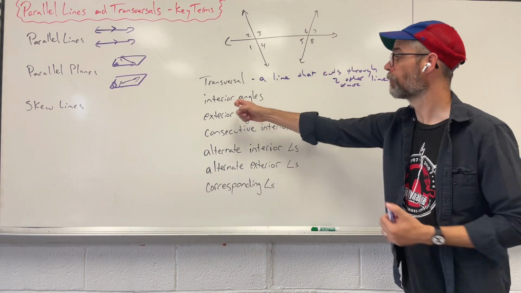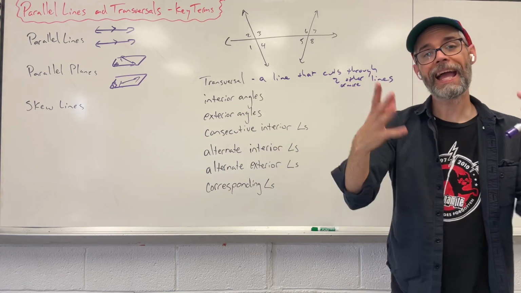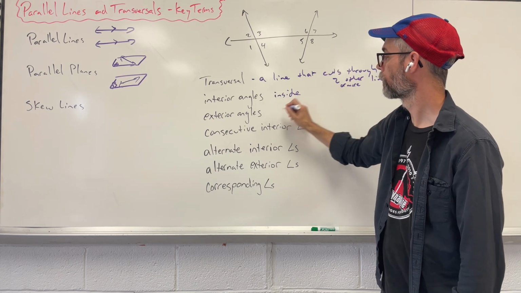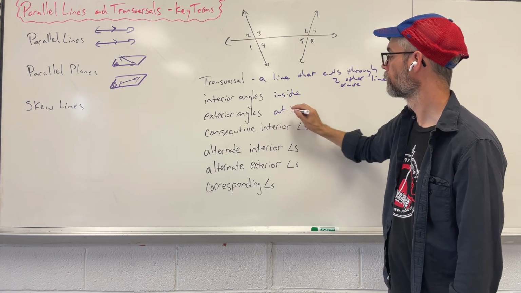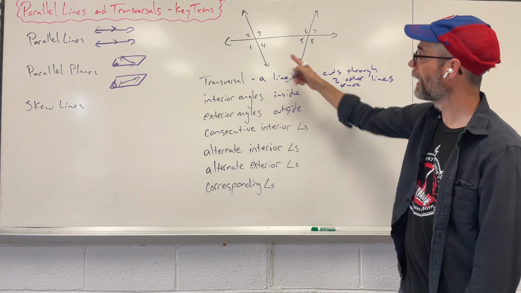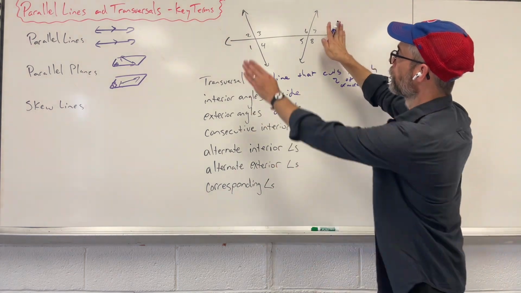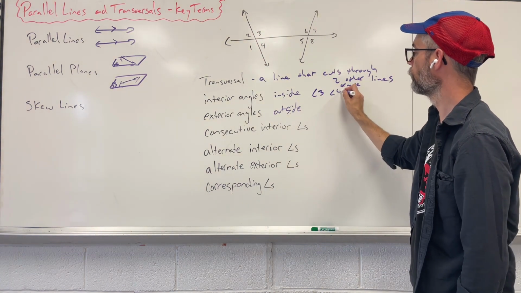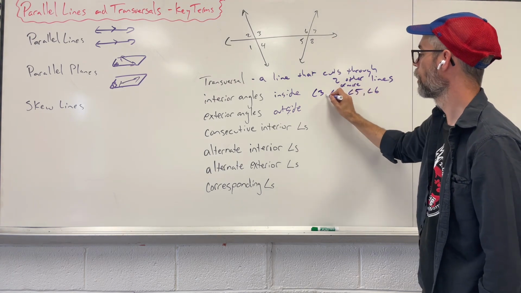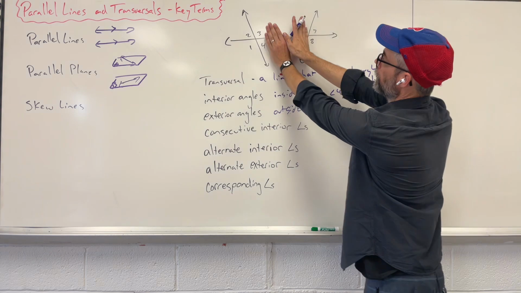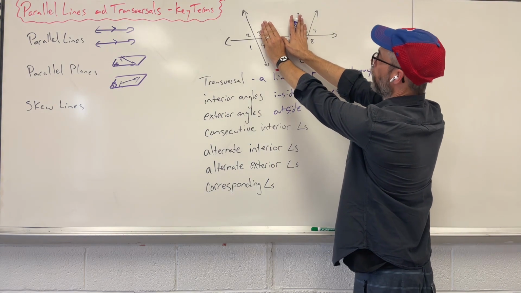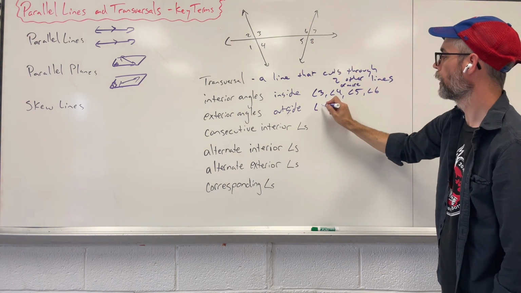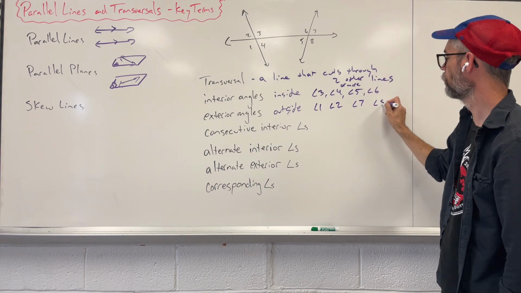So we have something called interior angles and something called exterior angles. Angles that are on the inside, angles that are on the outside. Now, my inside angles in this case, we're looking at those four: 3, 4, 5, and 6. Angle 3, angle 4, angle 5, angle 6. My outside angles are going to be those angles that are 1 and 2 on the far left, and then 7 and 8 on the right. So angle 1, angle 2, angle 7, angle 8.